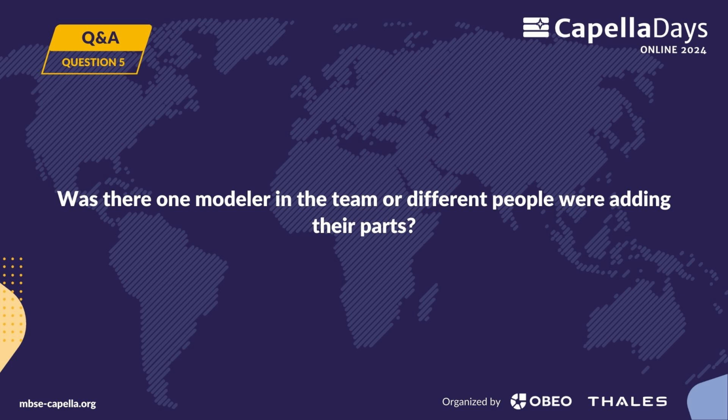Was there one modeler in the team, or different people were adding their parts? So there is only one modeler now, but we are planning to use it in the whole laboratory. So some members will make models, and different people will add in those parts. We are 6 undergraduate students and 5 graduate students. So now the modeler is 1.